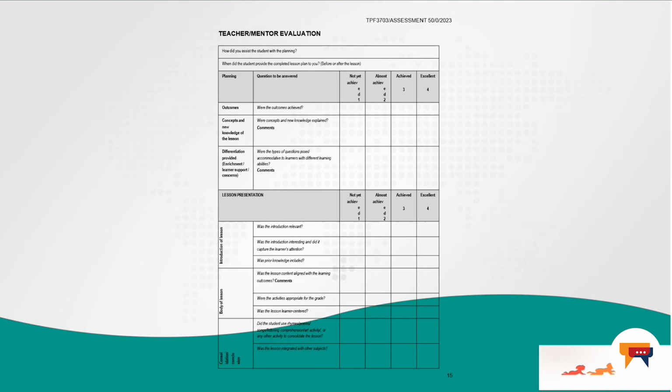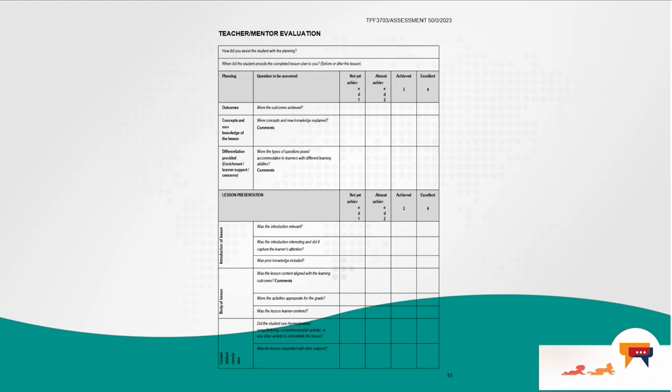Right? Planning. Questions to be answered, right? Outcomes. Were the outcomes achieved? The answer could be any of the four by ticking: not achieved, almost achieved, achieved, or excellent. Concepts and new knowledge of the lesson. Were the concepts and new knowledge explained? And there are two things asked there. So your mentor teacher should write a comment, whatever the comment can be, and also tick the box.